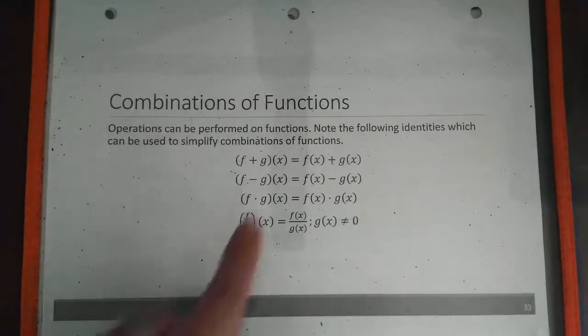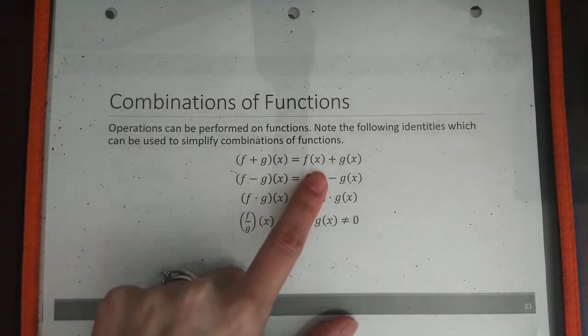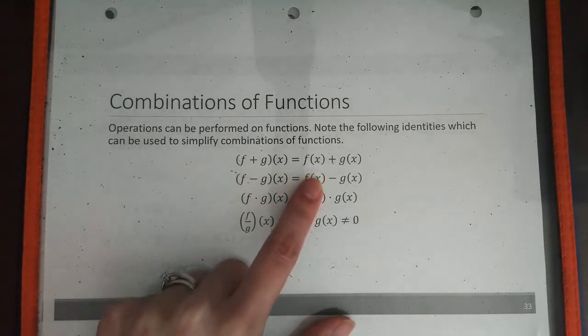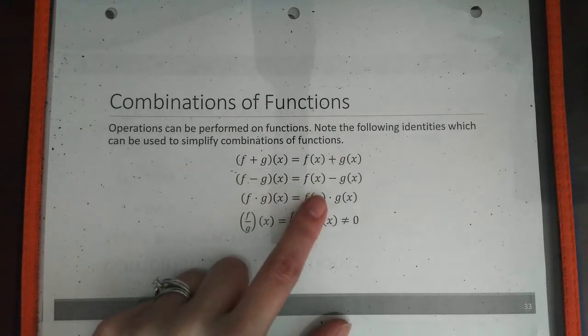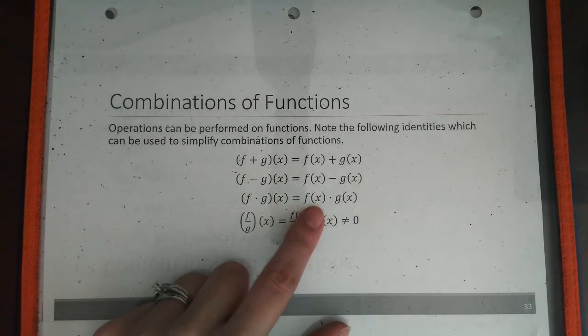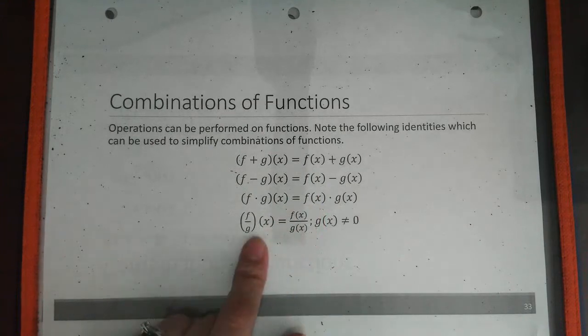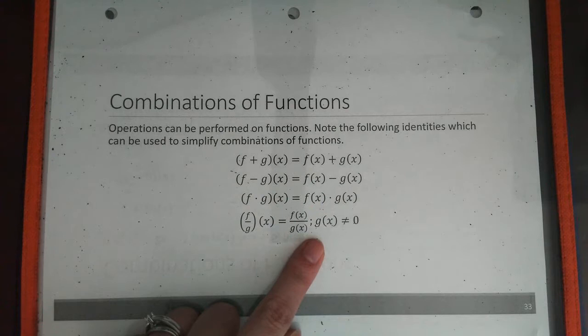So f plus g of x is equal to f of x plus g of x. F minus g evaluated at x is f of x minus g of x. F times g of x is equal to f of x times g of x. And then f over g of x is equal to f of x over g of x, provided that g of x is not equal to 0.